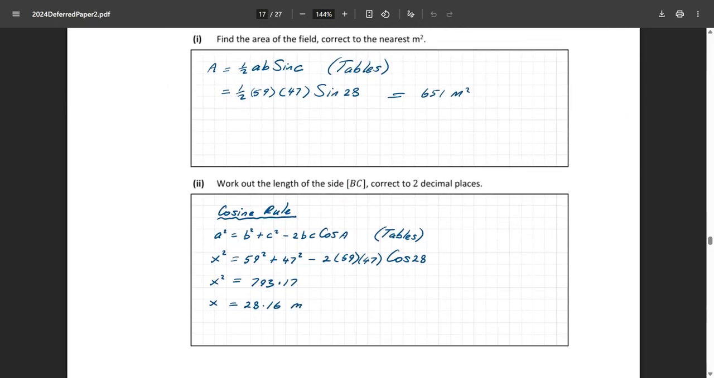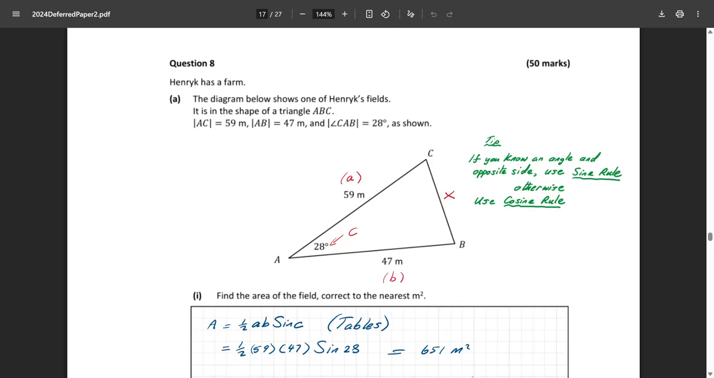Now the next thing, we're asked to work out the side BC. So that's the side. So I'm just going to call it x to make it easier. And what do I use to find the side there? There's two formulas really for working out triangles like this. And the two formulas are the sine rule and the cosine rule. And there's a way to know which one to use. So here's the tip. If you're ever given an angle and the opposite side, you use the sine rule. Otherwise, use the cosine rule.